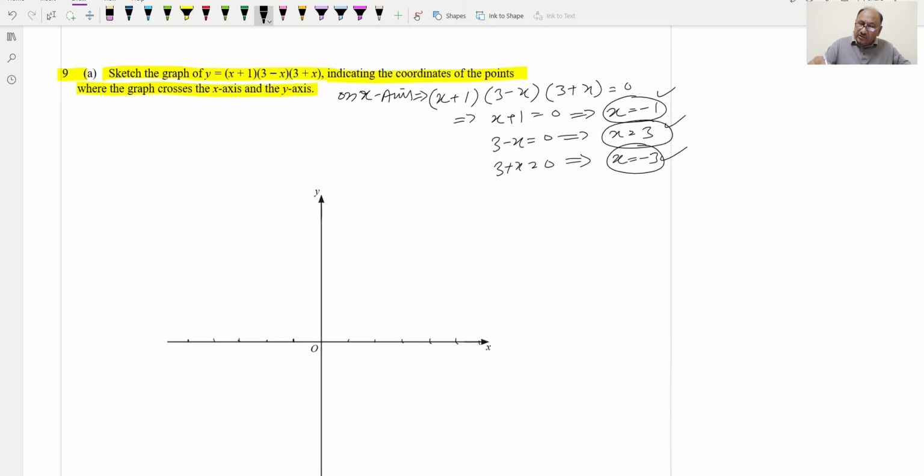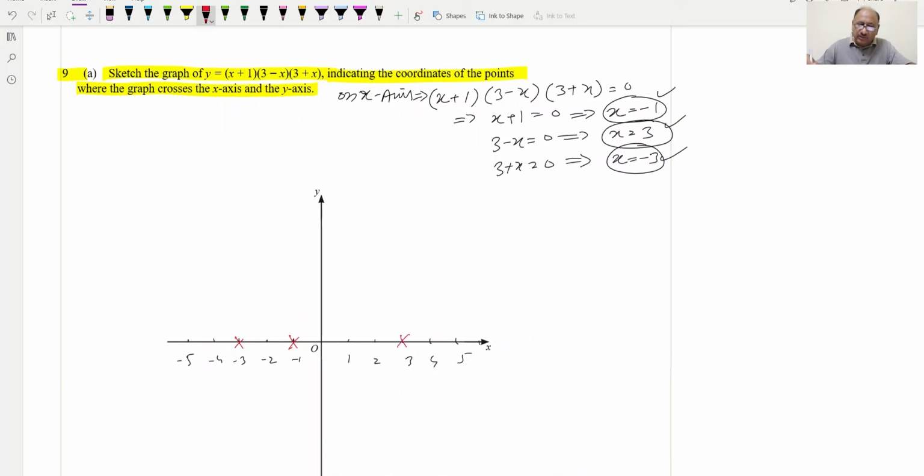So -1 is 1 point, so we can indicate -1 point over here, and -3 also. Actually, it's not -1, it's basically 3, so we'll have to change, and the 3 point will be this one. So we got 3 points. Now we need to figure out the direction of the curve also.